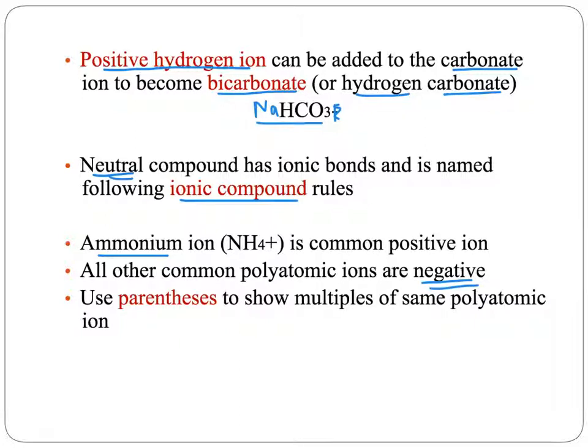When you have to combine these polyatomic ions to make a neutral compound and you have a multiple of some polyatomic ion, then we will use parentheses around that ion before you add the subscript, to differentiate between the subscript that pertains to an atom in the polyatomic ion and the number of polyatomic ions itself.